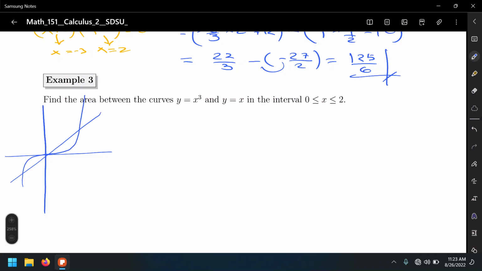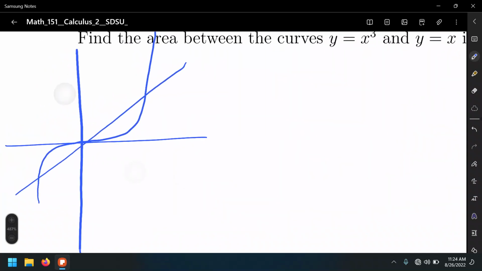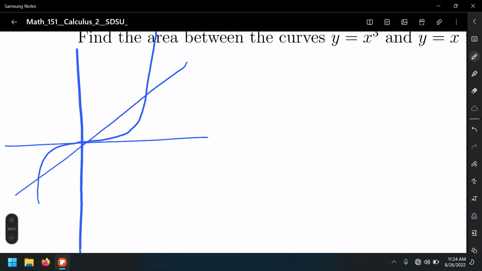But okay, check this out. Let's forget about the problem for a second. Notice in this case, how many intersection points do we have? We have one right here, we have one right there, and we have one right there. If we were asked to find the area bounded by the two graphs without the 0 to 2, well, then we would have to set up the area. Let's call this area 1, and let's call this area 2.